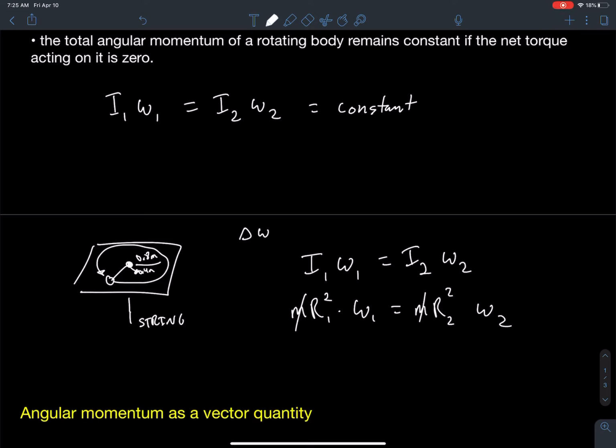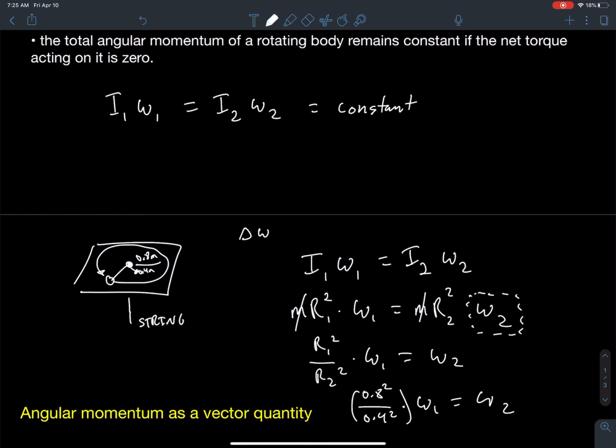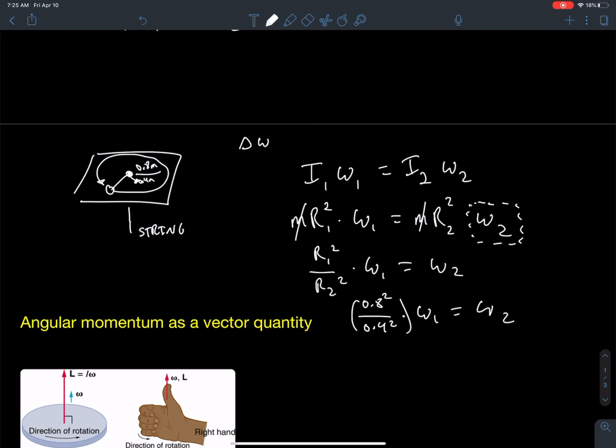So if I wanted to find, for example, my new velocity as a result of pulling that radius in to half what it was, then I would just do this. I would move r2 over, so r1 squared over r2 squared times omega 1 is equal to omega 2. And what we can see is that if 0.8 squared divided by 0.4 squared times whatever my initial angular velocity was, that gives my new angular velocity. You can see that it's going to speed up quite a bit faster. And that would be how I would be able to solve that.